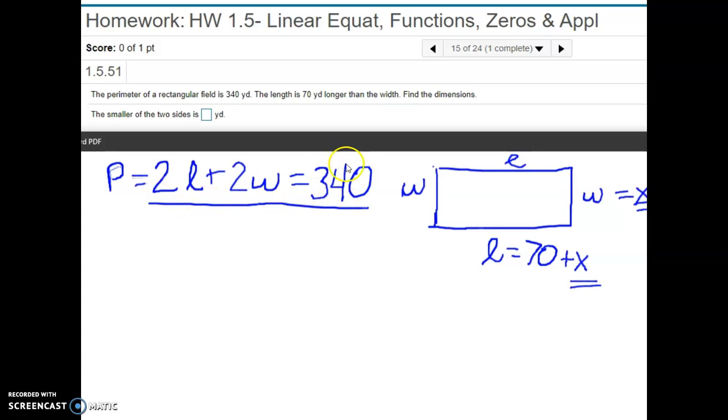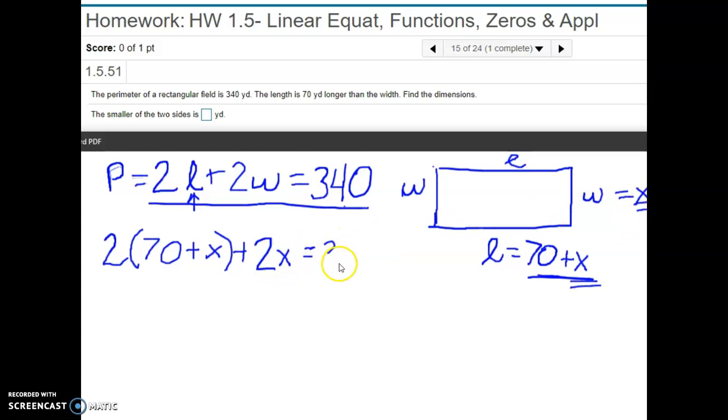And if you notice, we have a couple different places where we're using the width. It's here, and then it's also over here. So let's just take this equation and rewrite it without the L's and the W's. So 2 times L in terms of x is 70 plus x. So I'm replacing the L with 70 plus x, plus 2 times W is x, equals 340. Okay, so now I have an equation in one variable.